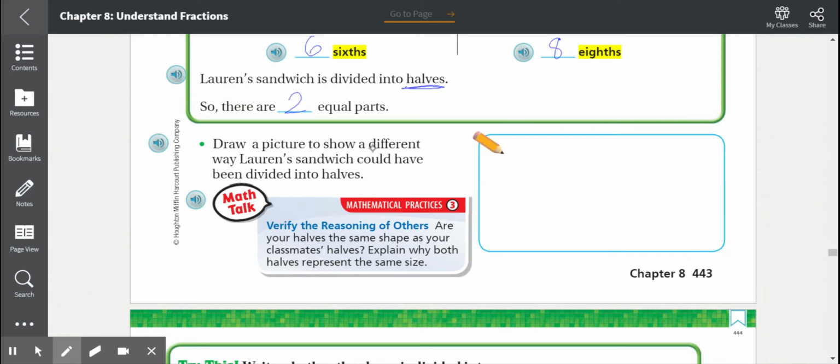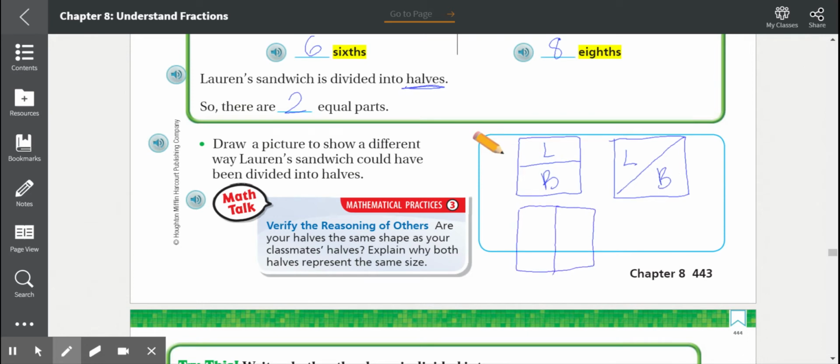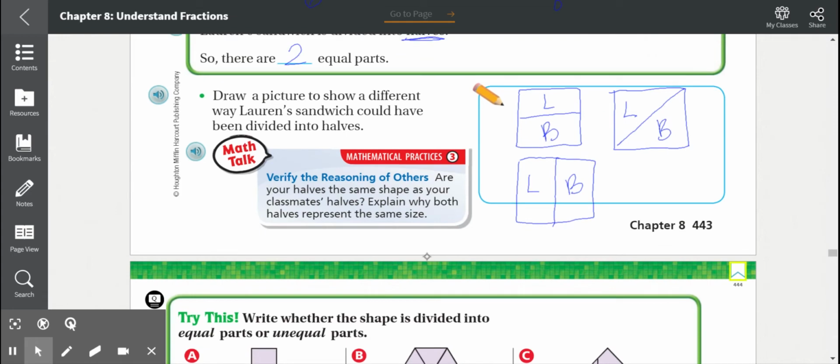Draw a picture to show a different way Lauren's sandwich could have been divided into halves. If we draw a square as a sandwich, we could cut it in half like this, and this piece would be for Lauren, and this would be for her brother. We could cut it in half like that. That could be for Lauren, and that could be for her brother. We could cut it in half lengthwise like this. So there's a few different ways you can make that square into halves. All right, turn your page.